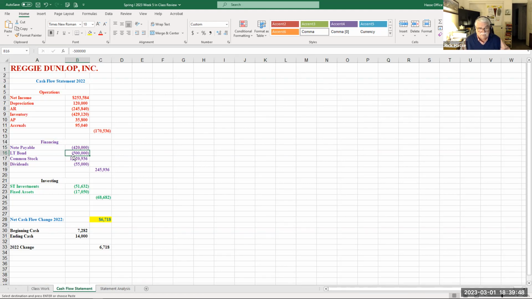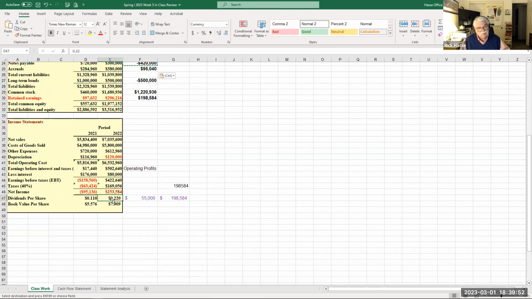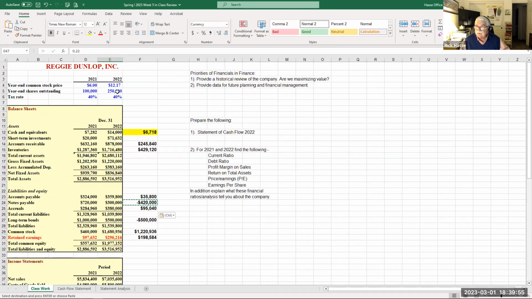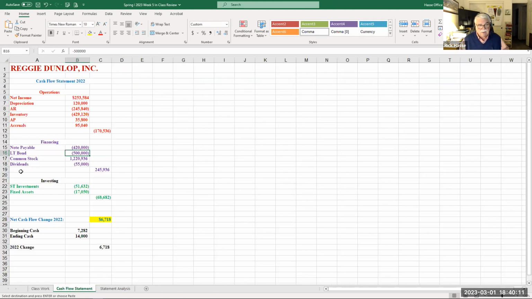I'm going to skip over common stock for a minute and go to dividends. Remember, we paid out 22 cents a share on 250,000 shares of stock in 2022, $55,000 of dividends. We're writing a check to our shareholders and giving them 22 cents a share, their share of the profits of the business. So on the cash flow statement under financing, there's that negative $55,000 of cash going out, a use of cash called financing in the form of dividends.